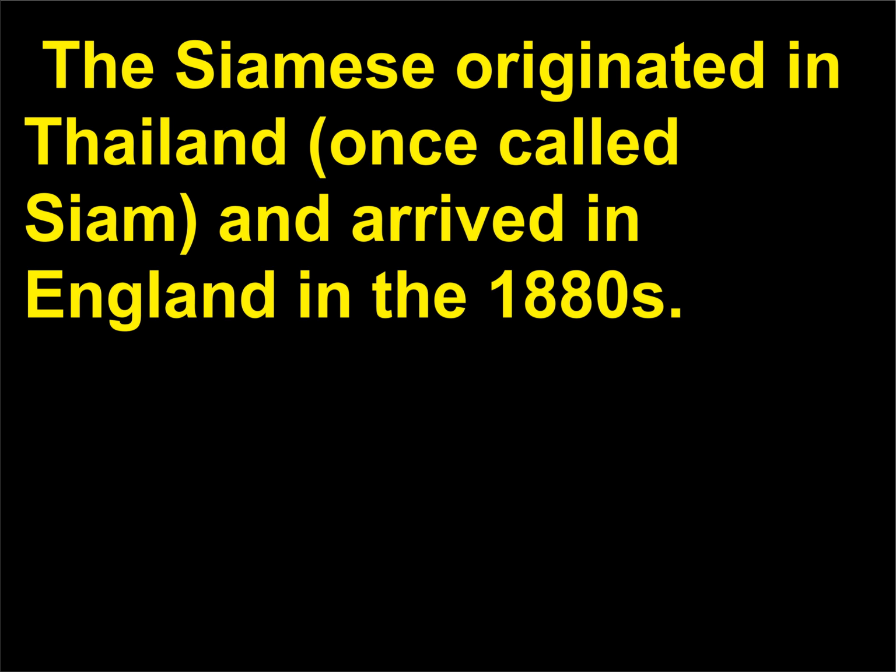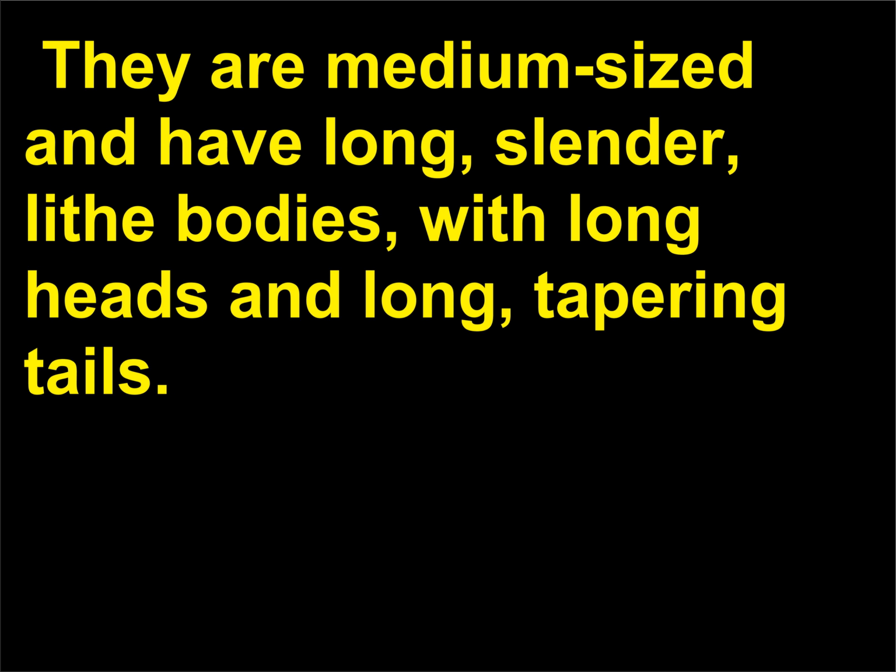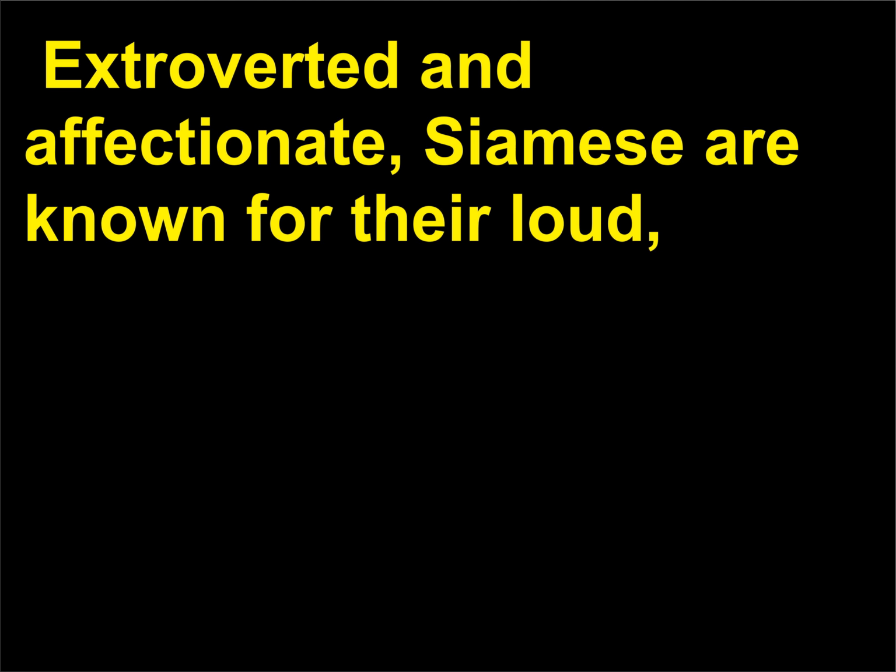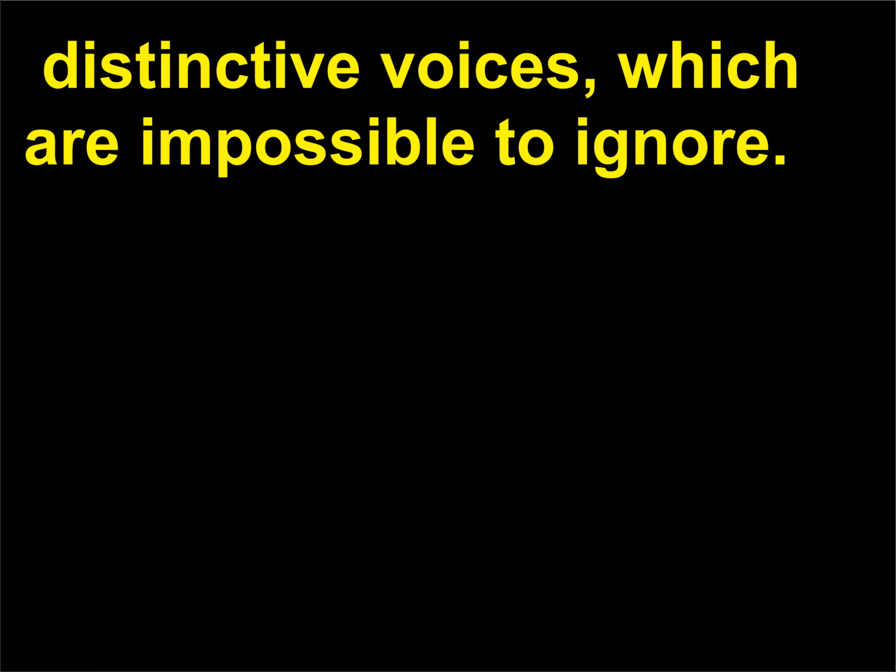The Siamese originated in Thailand, once called Siam, and arrived in England in the 1880s. They are medium-sized and have long, slender, lithe bodies, with long heads and long, tapering tails. Extroverted and affectionate, Siamese are known for their loud, distinctive voices, which are impossible to ignore.